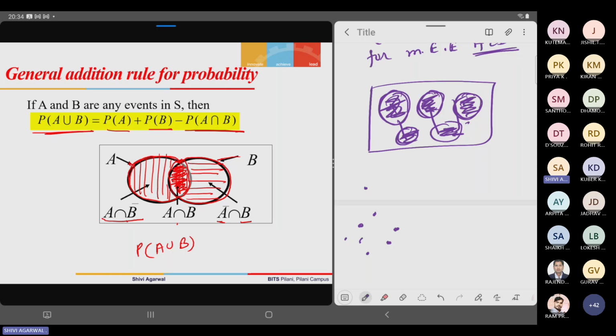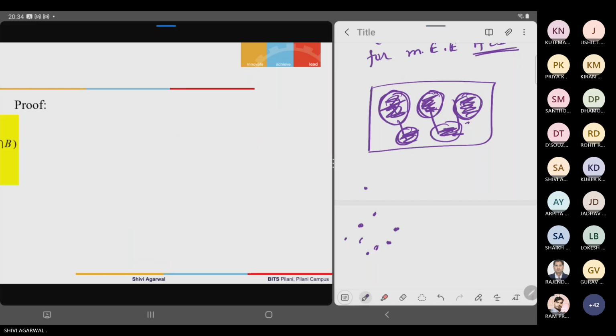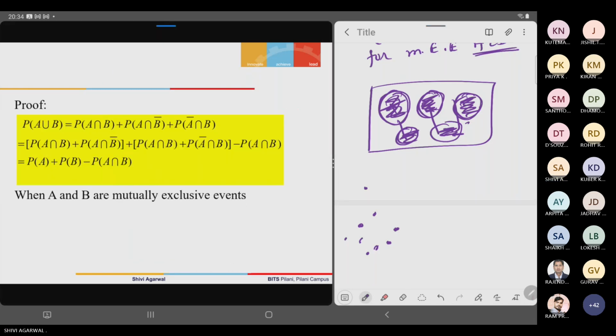So that's why if they are mutually exclusive events, then the formula just goes to the axiom of probability. Okay. Now we relax the condition that they are not mutually exclusive. Then we are using the formula which is known as the general addition rule.